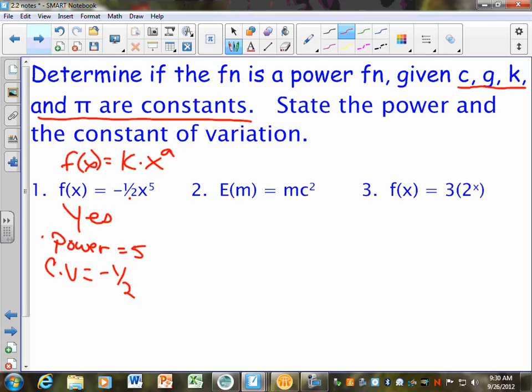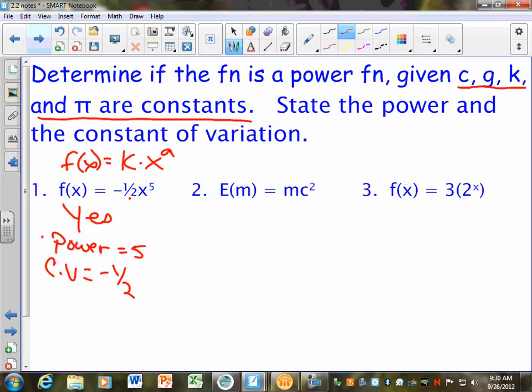So if it only has one variable, yes, always. But that's where the directions come into play. Because number 2, if you just take my word and I say it can only have one variable, and you don't read those directions of which variables also represent constants, you might say number 2 is not a power function, right? Because you might say, well, it has an M and a C, that can't be a power function.